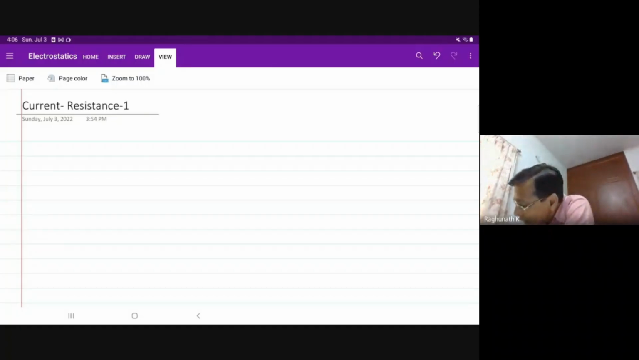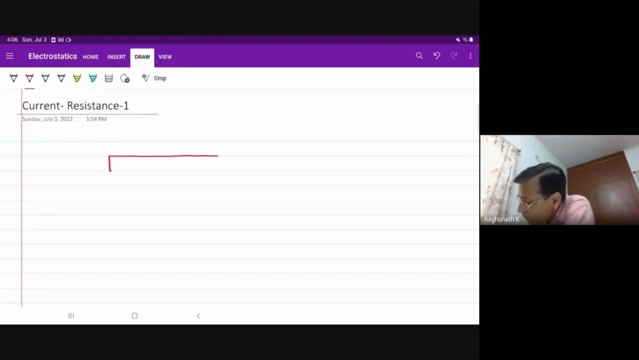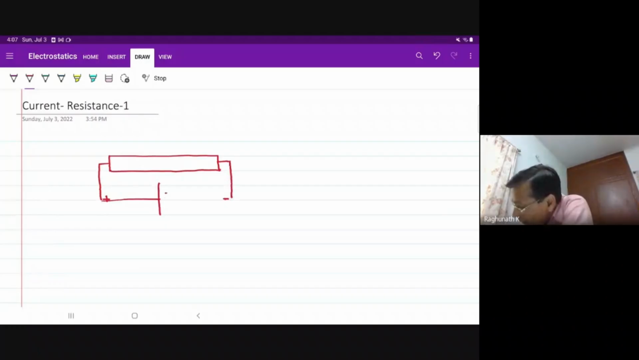When the potential difference is applied between the terminals of any conductor, shown like this. Now, let us say this is positive and this is negative. And I'll say normally a DC source like this of V volts.